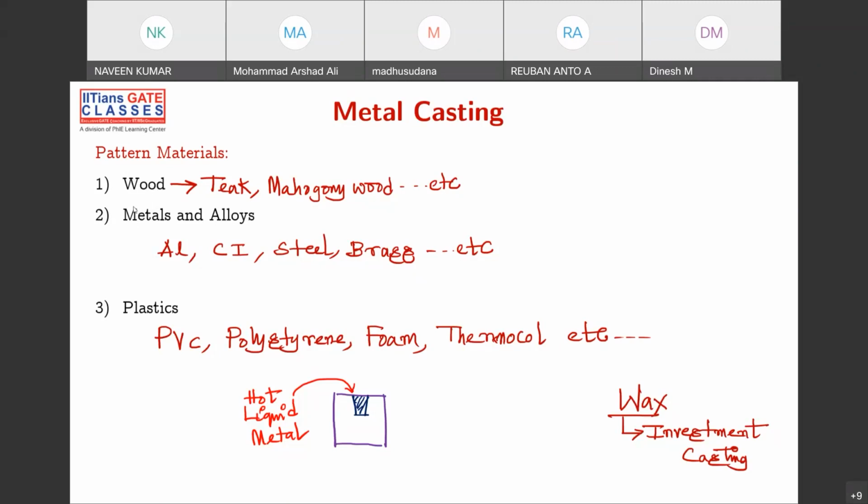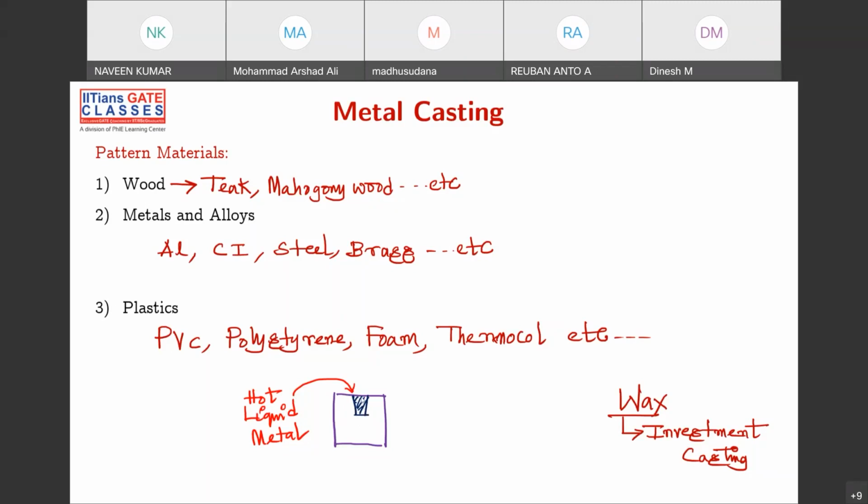Not only wood, you can use metals and alloys as pattern materials. These are called replicas. You can use aluminium, cast iron, steel, brass, anything. Then you can use plastics also, which are very lightweight. It is very difficult to remove a lightweight pattern, so as plastics have very low density, you directly pour the liquid metal onto the pattern itself.